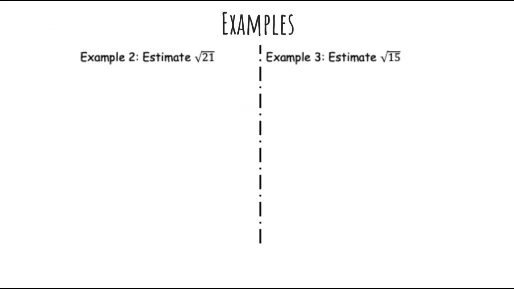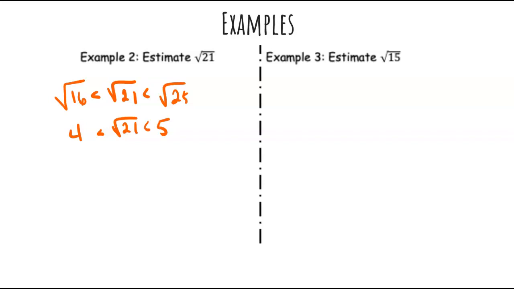So let's start with example 2, the square root of 21. I need to first look for perfect squares that the square root of 21 is between. The closest one that's smaller is the square root of 16. The closest one that's larger is the square root of 25. That means that the square root of 21 is somewhere between 4, because that's what the square root of 16 is, and 5, because that's what the square root of 25 is.